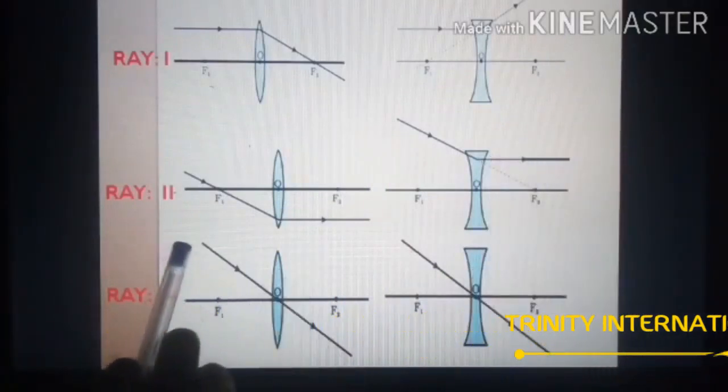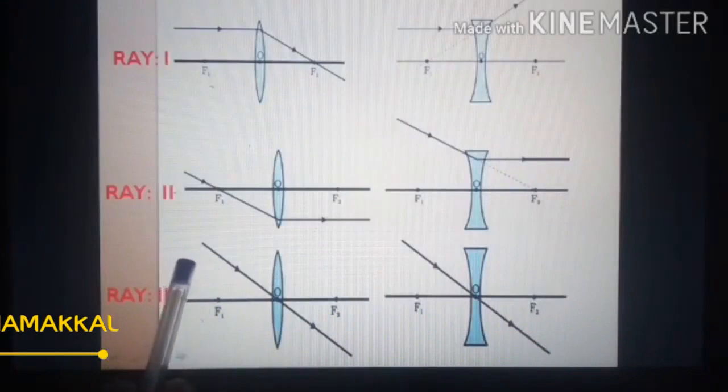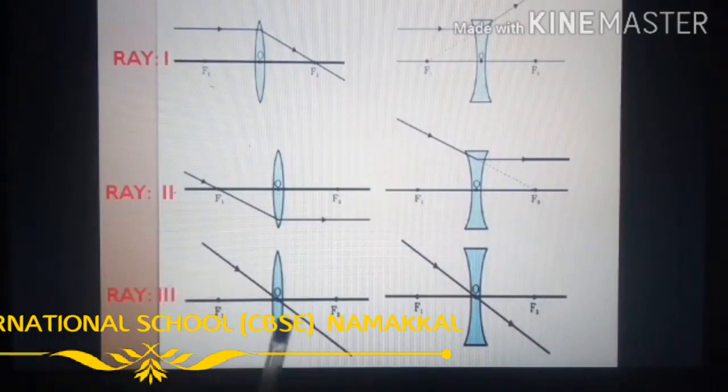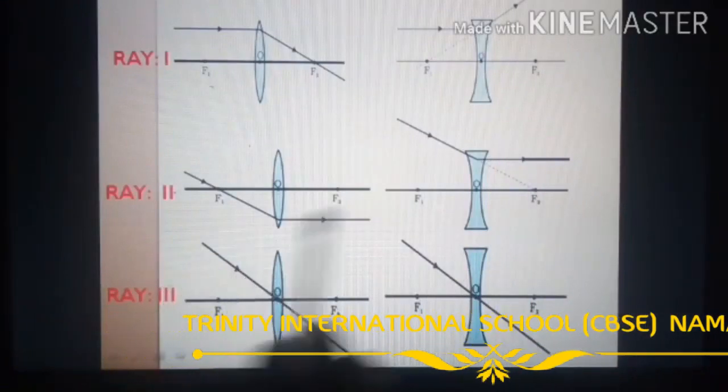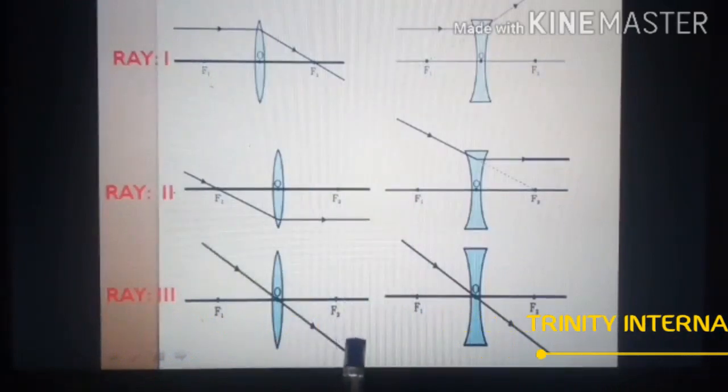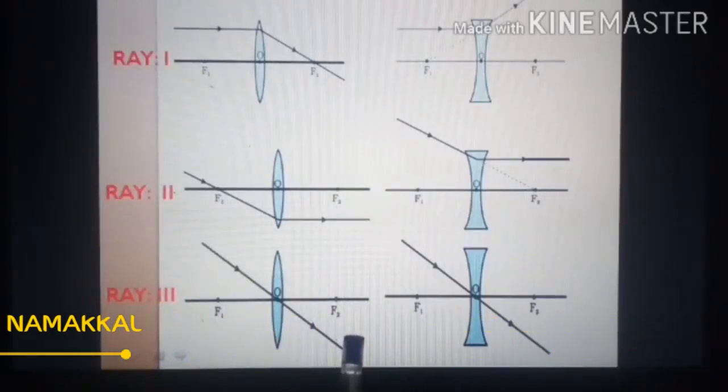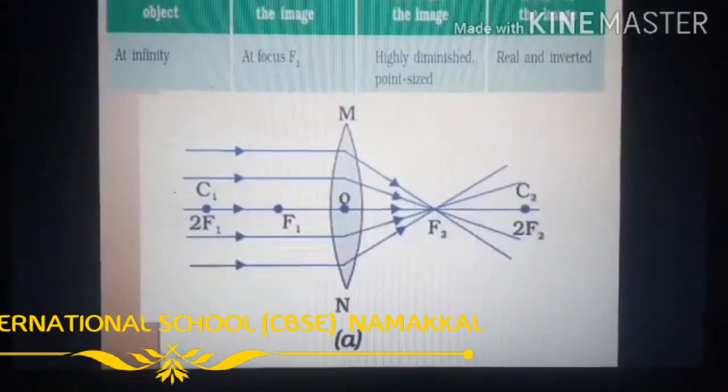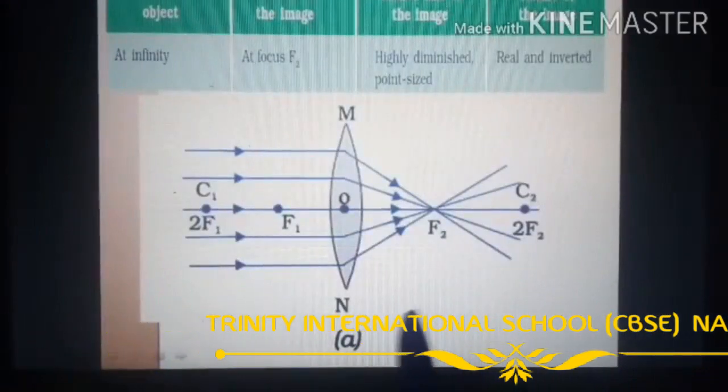The third one is the oblique ray, that is, the ray that passes through the optical center. No deviation, it will emerge out. So these three rays are very, very important to draw the ray diagram to form the images. Next we move to the image formed by a convex lens.